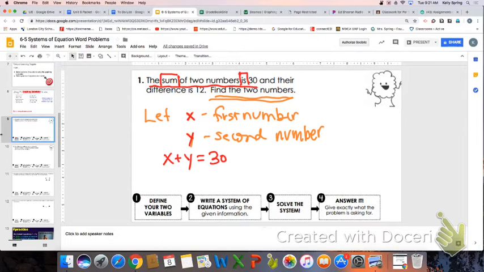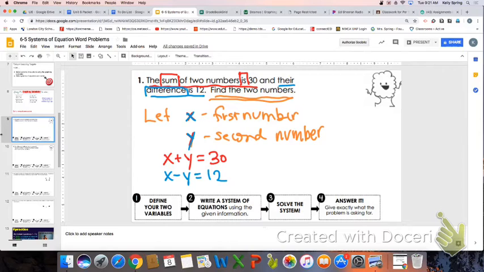And then it goes on to tell me their difference is 12. So you need to remember what difference means. The difference between these two numbers means that we're subtracting them. So taking the difference between x and y, and the answer is 12.